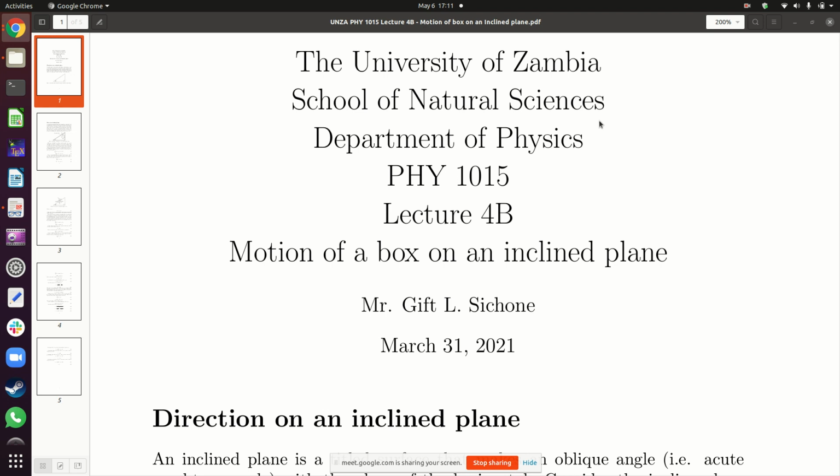This evening we are going to be talking about the motion of a box on an inclined plane. Now this is one of the typical problems which you will find in first year physics and also which is found in everyday life. So it is very, very important that you have an understanding of what is going to happen when you are on an incline. Okay, when things are moving on an incline, what is it that is going to happen?